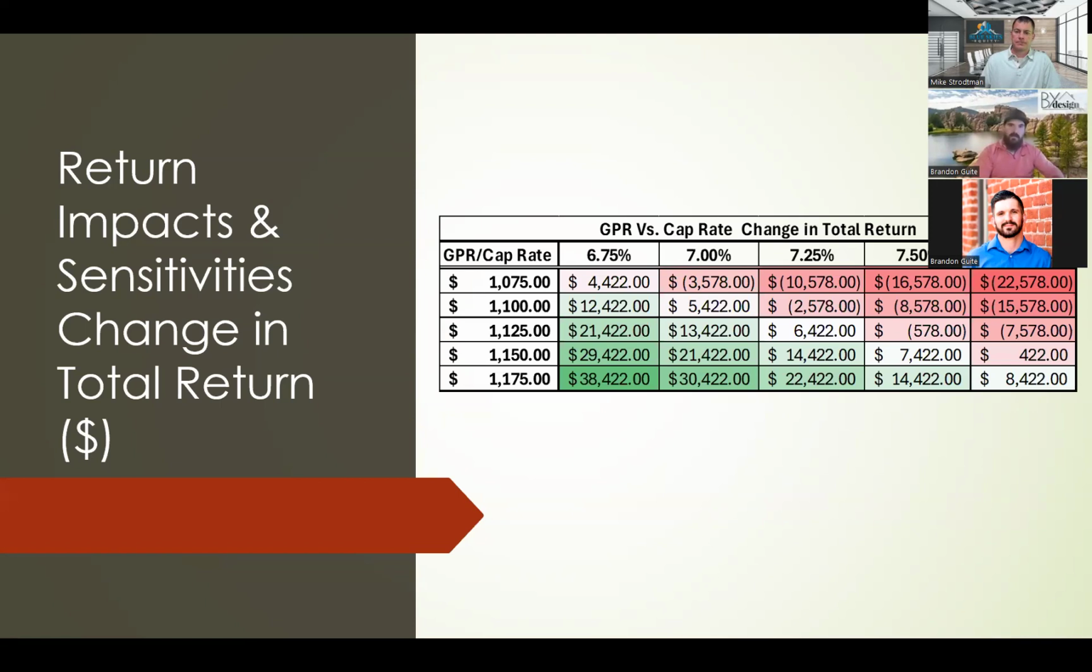Like I said, just because another operator might have looked at this and said, "Hey, we feel confident that we can get to that 7 cap and 1,200," doesn't necessarily mean that we're right and they're wrong. It's just a different risk profile and a different business plan. You just want to understand the whys on how they're getting there.